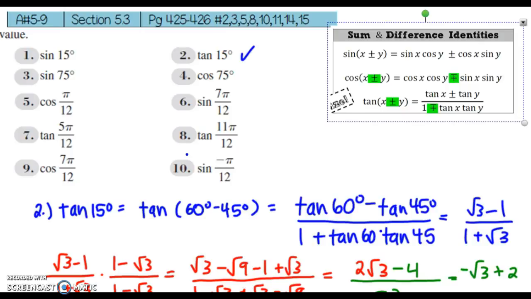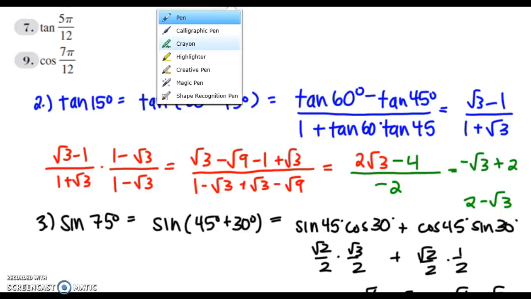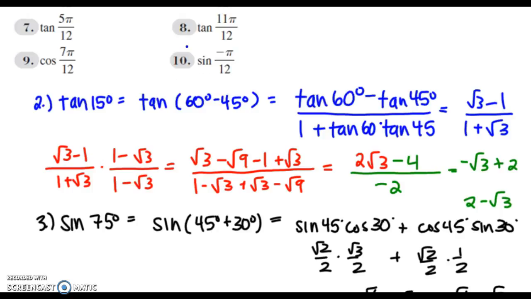This is the answers in the work for assignment 5-9. For number 2, you had tangent of 15 degrees. I rewrote that as 60 minus 45. Remember, when you're working with tangent, you want to avoid 30 degrees at all costs. Okay, so 60 and 45 are good choices.